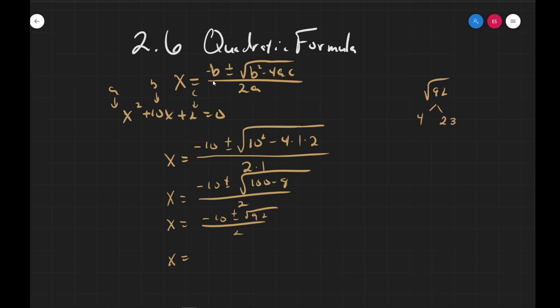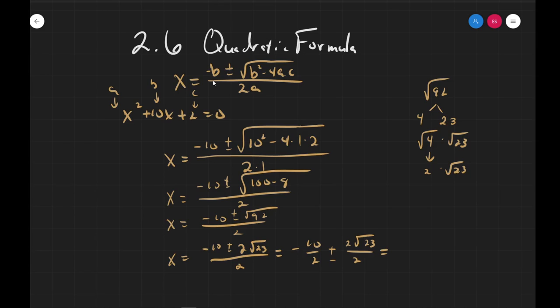Yeah, so we can split the square root of 92 up into 4 times the square root of 23, which then just becomes 2 times the square root of 23. So we have negative 10 plus or minus 2 times the square root of 23 all over 2. And if we break this up, we can also get negative 10 over 2 plus or minus 2 times the square root of 23 over 2, which simplifies down. Negative 10 divided by 2 is negative 5, plus or minus 2's reduce out, is going to be negative 5 plus or minus the square root of 23.